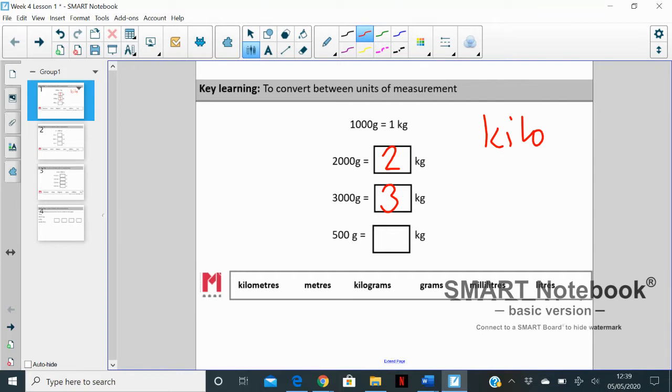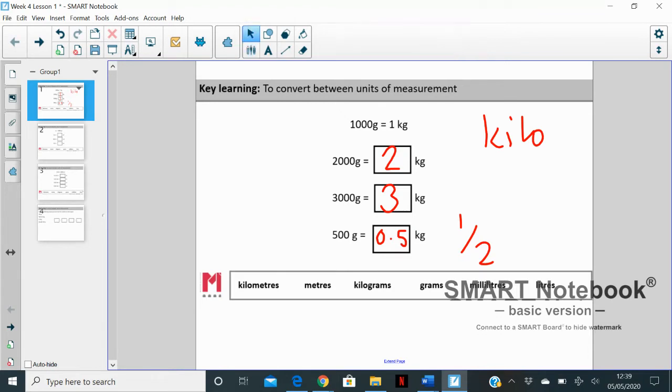So I know that 500 grams is half of 1,000. So if I've only got 500 grams, that means I have got half of a kilogram. We could show that as a fraction, 1/2, or we can write it as the decimal equivalent. We know that when we write 1/2 as a decimal, it is 0.5. So that means I've got half a kilogram. So 1,000 grams is 1 kilogram. 500 grams is half a kilogram, 0.5 of a kilogram.